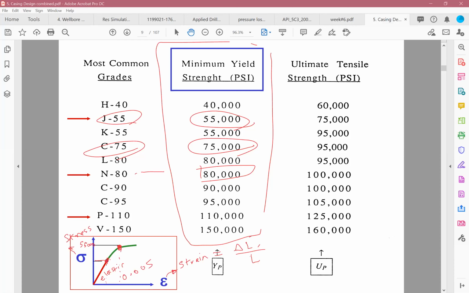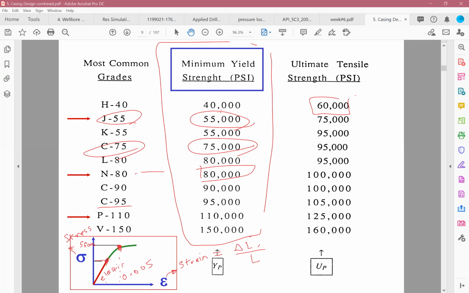Now, there is ultimate strength as well. That means that if you apply a force more than this, then your pipe will break completely, right? So you shouldn't apply more than that. Of course, when we design the casing, we only care about the minimum yield strength because we want to design for the worst case scenario. We don't want to apply a tensile stress, or a collapse, which we will talk about, or a burst, which we will talk about again, on the pipe that is more than these numbers for the specific grade that we are designing.